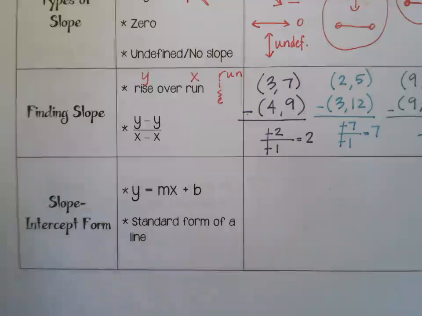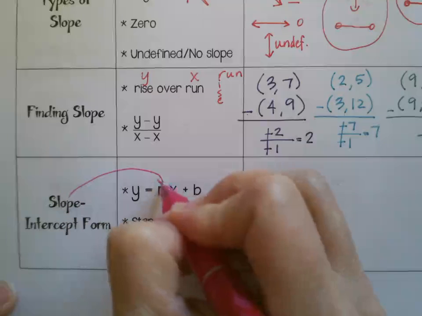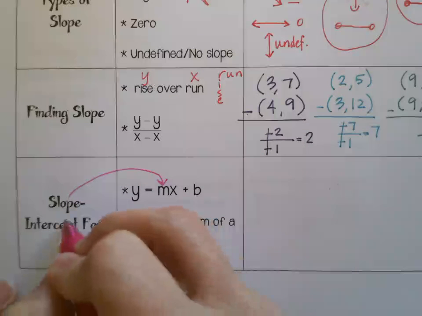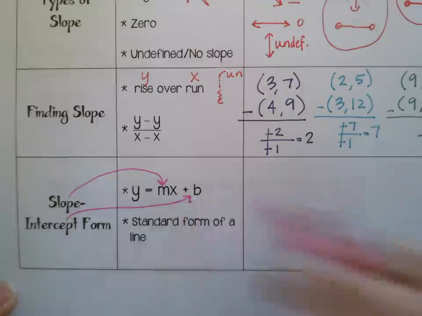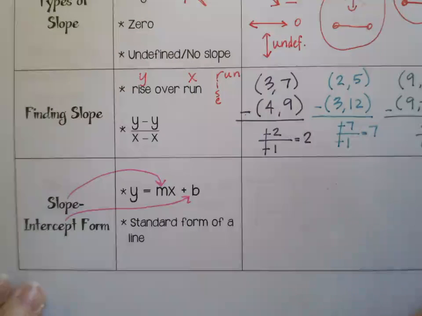All right, next up, let's talk about slope-intercept form. So slope-intercept form is known as y equals mx plus b. The reason why it's called slope-intercept form is because the slope is right there and the intercept is right there. So this is slope-intercept form. It's a standard form of the equation of a line, and not meaning standard form as in a name, but it's the most common form of a line.